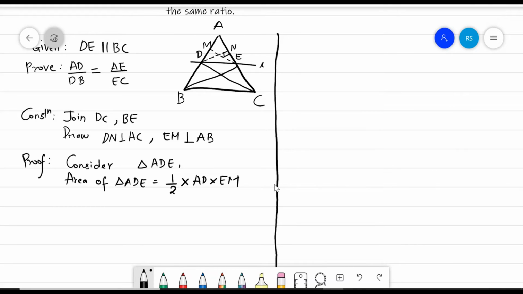Next we have to find the area of triangle DBE. So area of triangle DBE is equal to half into base, we will take as DB, into height. Here there is no height inside, but we can see that there is a perpendicular EM which can be taken as height. It is not necessary that the height should be inside the triangle, it can be extended and can be outside the triangle too. So we will take height as EM.